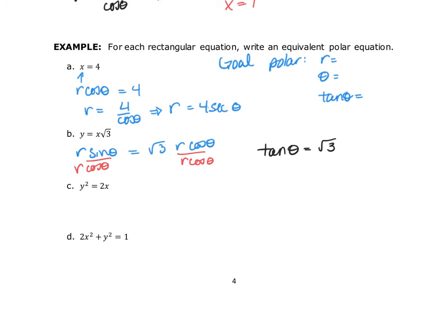We can leave it like that, but it's not ideal. If we can write it as an angle, then we're probably going to try to not write it as the tangent of theta. This is true when theta is equal to pi over 3, and that is my answer. I've got theta equals.